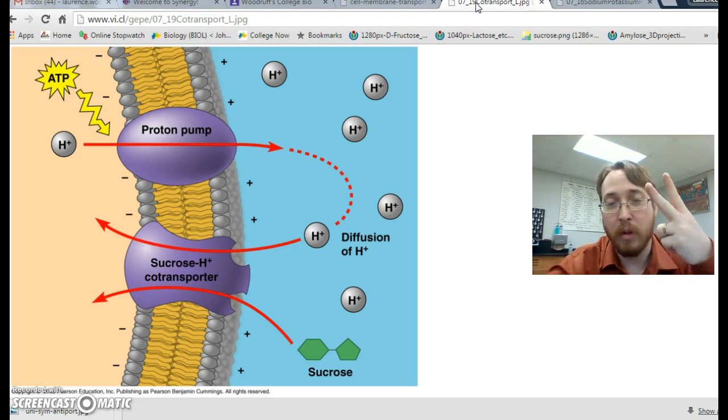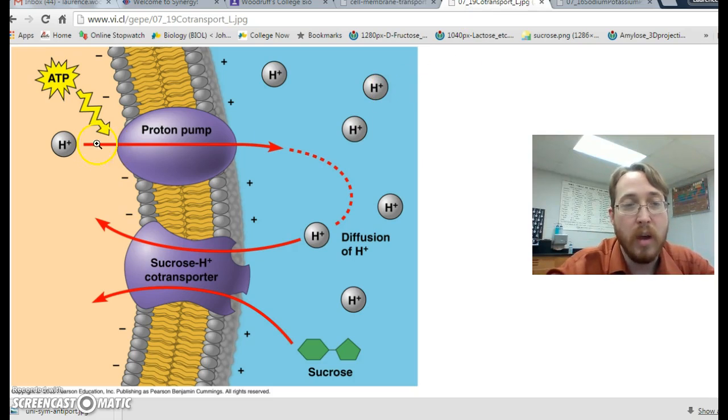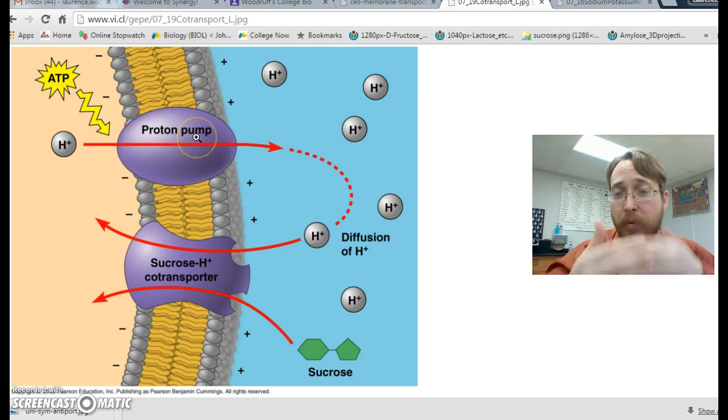This is actually an example of two of the situations. First, we have the uniporter, the proton pump, that has hydrogen on the inside. We're moving a hydrogen ion from the inside of the cell to the outside of the cell where there is already a much higher concentration of hydrogen. This does not happen on its own, so we need ATP to help this move along.